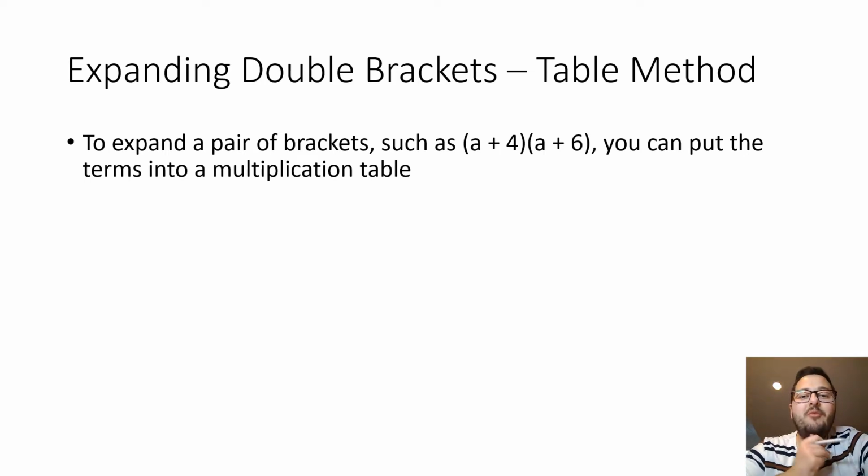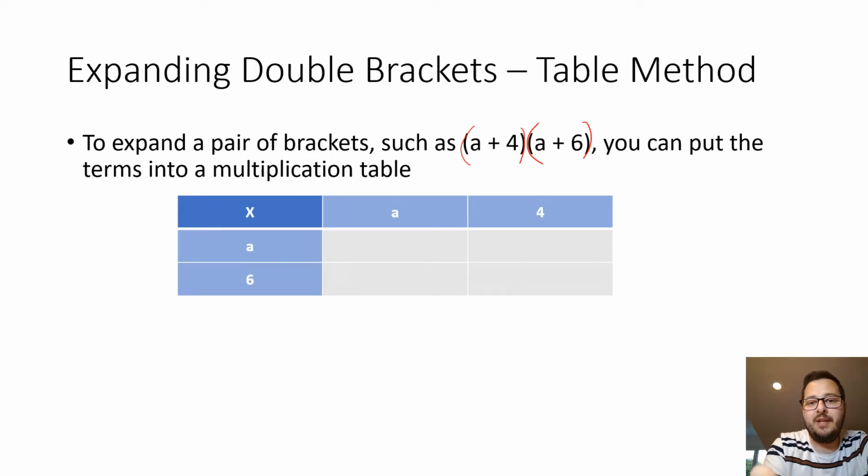So to expand a pair of brackets, what I mean by a pair of brackets is this. You've got something in the first set of brackets and something in the second set of brackets. So a plus 4 times a plus 6. And for this table method, you can put them into a multiplication table. Okay, so this a plus 4 has gone here, and this a plus 6 has gone here.